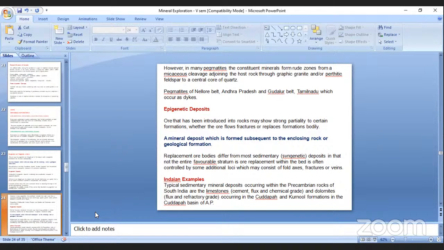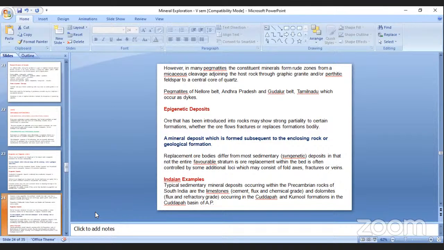Coming to epigenetic deposits. In an epigenetic deposit, the mineral deposit is formed subsequent to the enclosing rock. In the first case, the syngenetic formation, it forms along with the geological formations. Here, the same mineral deposit is formed subsequent to the enclosing rock or subsequent to a geological formation. This is the variation between the two.